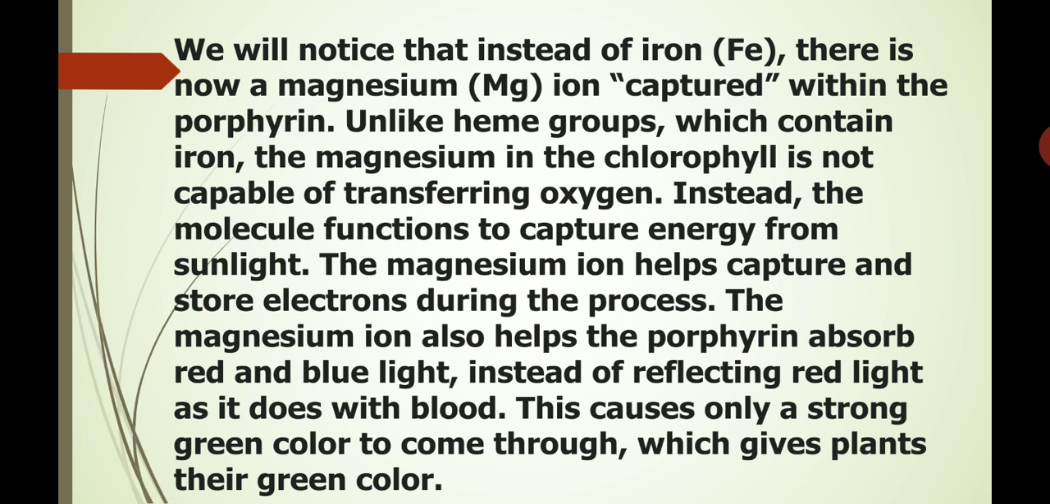Here we can notice that instead of iron, there is now a magnesium ion captured within the porphyrin. Unlike heme groups which contain iron, the magnesium in chlorophyll is not capable of transferring oxygen. Instead, the molecule functions to capture energy from sunlight. The magnesium ion helps capture and store electrons during the process. The magnesium ion also helps the porphyrin absorb red and blue light instead of reflecting red light as it does with blood. This causes only a strong green color to come through, which gives plants their green color.